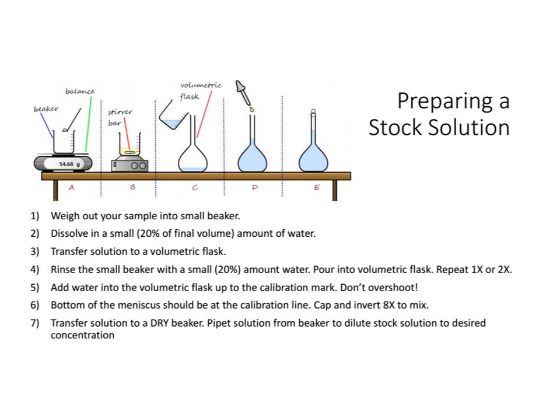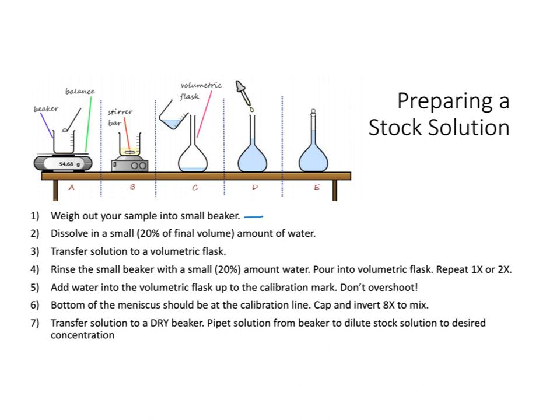First, you need to weigh out how much of the solute that you want to use in your solution by weighing in a small beaker. Then you dissolve it in a small amount of water. I would say about 1/5 or about 20% of the final volume. So if you wanted to make a solution of 100 milliliters, you would dissolve all your solute at first using about 20 milliliters of water.